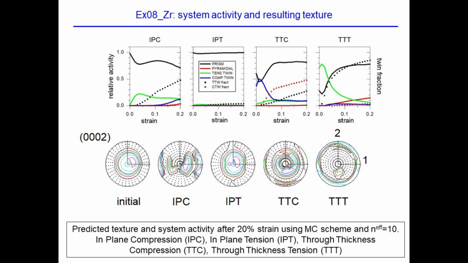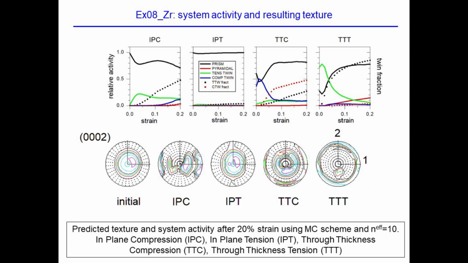If you do compression in this direction, if you do now tension in this direction, now the deviatoric is going to go in the opposite direction. There's going to be a compressive here, but that compressive is not going to be enough to activate the compression twin, and you will activate mostly prismatic slip, which is very well oriented, because this is the Burgers vector of the prismatic slip system. It's very well oriented to accommodate this deformation.